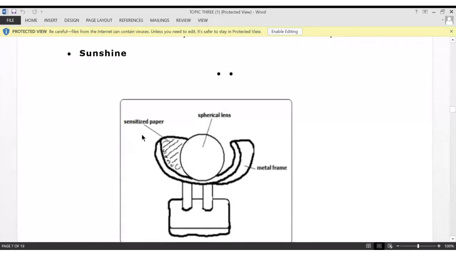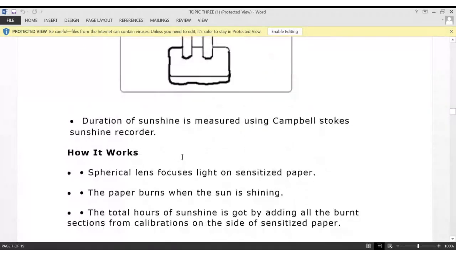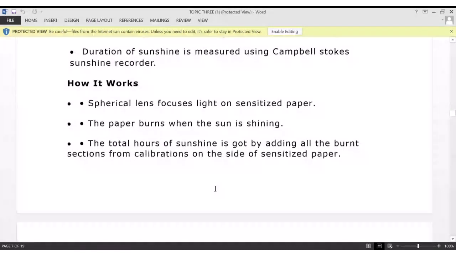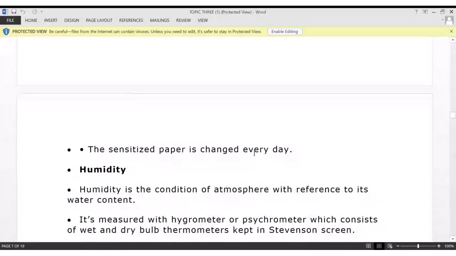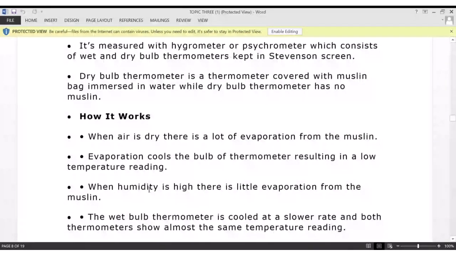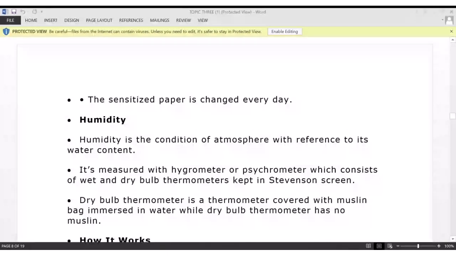So let us look at the sunshine recorder. Spherical lens, metal frame, sensitized paper. Those are the materials used to make the instrument that measures the duration of sunshine. How it works: the spherical lens focuses light on the sensitized paper. The paper burns when the sun is shining. The total hours of sunshine is obtained by adding all the burnt sections from the calibrations on the side of the sensitized paper. The sensitized paper is changed every day, so a different paper is used each day.